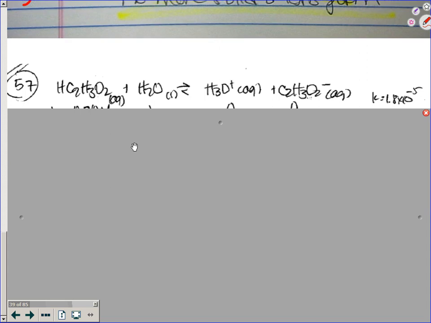Acetic acid, right? So it was aqueous, we had liquid water. Is that included in our equilibrium? No. And then 2 aqueous ions. So this is a weak acid, right? What is so true, or what's a fun fact about a weak acid?